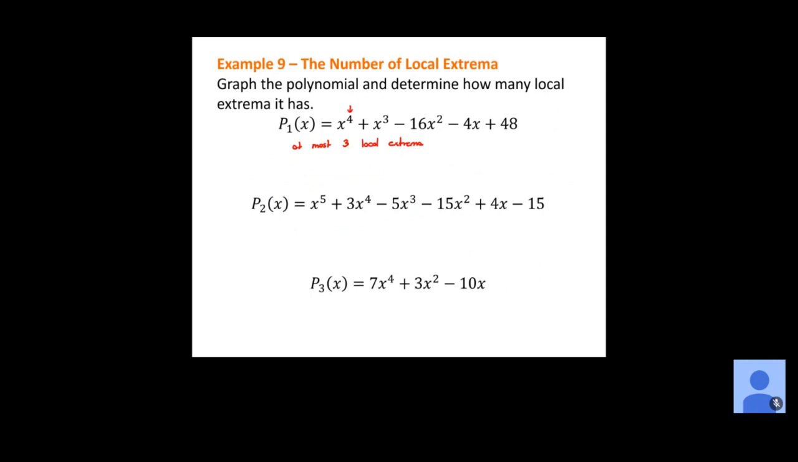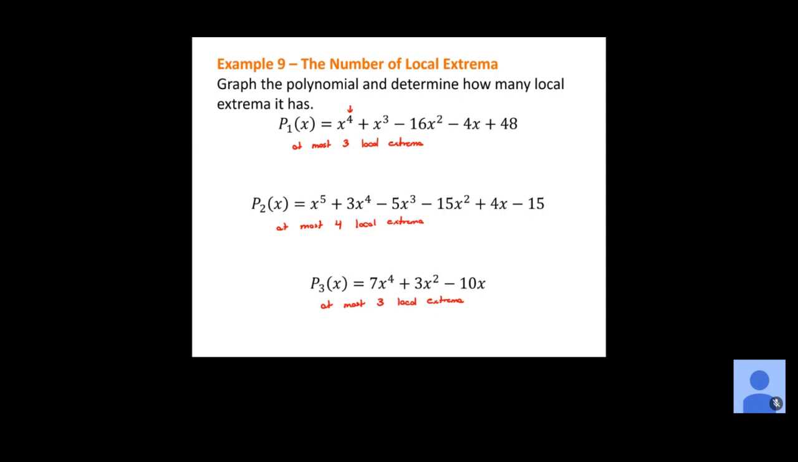Right, for the next one now, our degree is 5. We would take 1 less than that. So at most, I could have 4 local extrema. Again, we're not saying there are 4. We're just saying that's the most that you could have. And then finally down here, x to the 4th again, that tells us at most 3 local extrema.